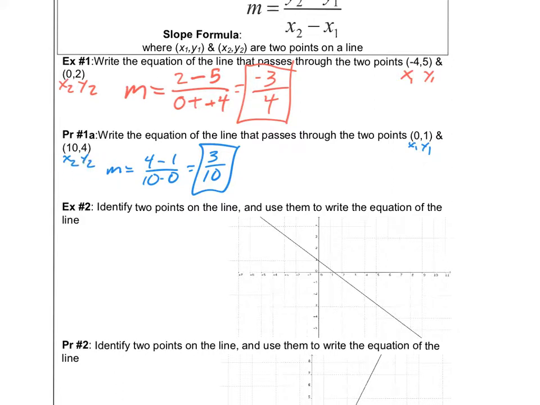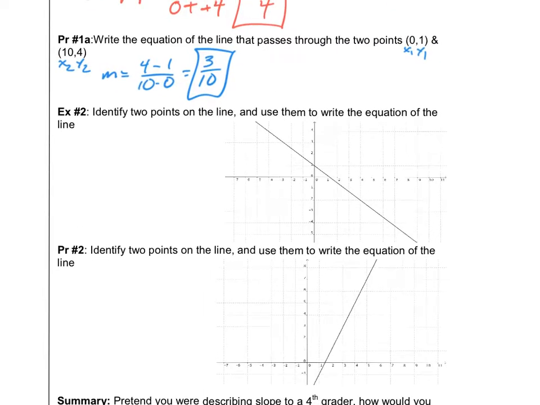The only thing that you cannot do is you can't say like, oh, this is x1 and this is y2. The numbers have to stay together. So this has to either be 1, 1 or 2, 2. Other than that, it doesn't matter just as long as they stay together. All right, so now we're on to the next problem here.